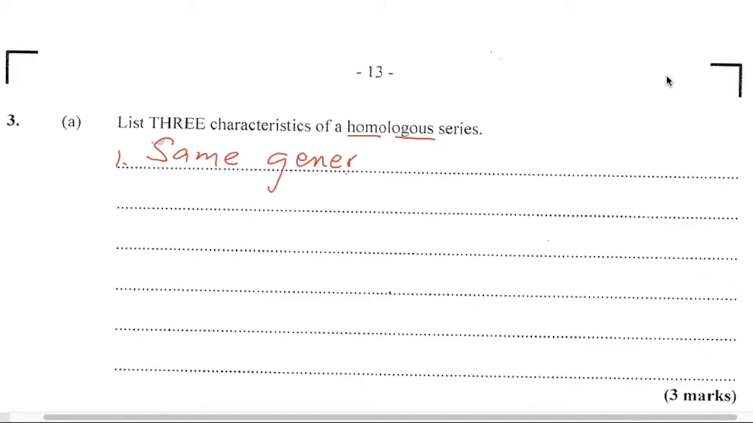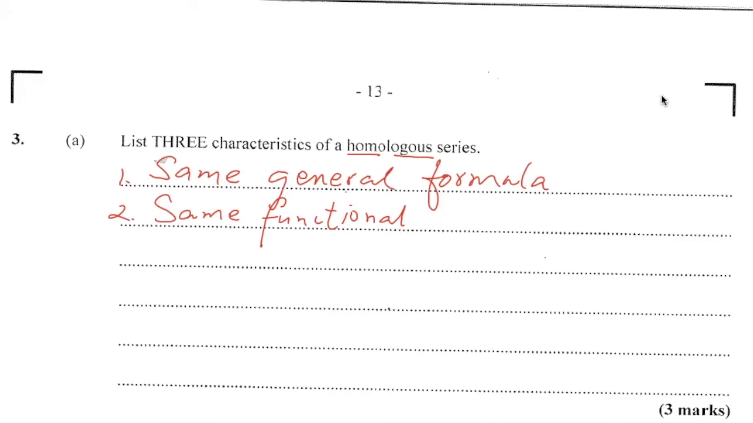And I believe we will delve into that a little bit more later on. Same general formula. They'll also have the same functional group. And the functional group is the part of the molecule that gives it its characteristic chemical properties. That's the part of the molecule where a chemical reaction actually takes place.